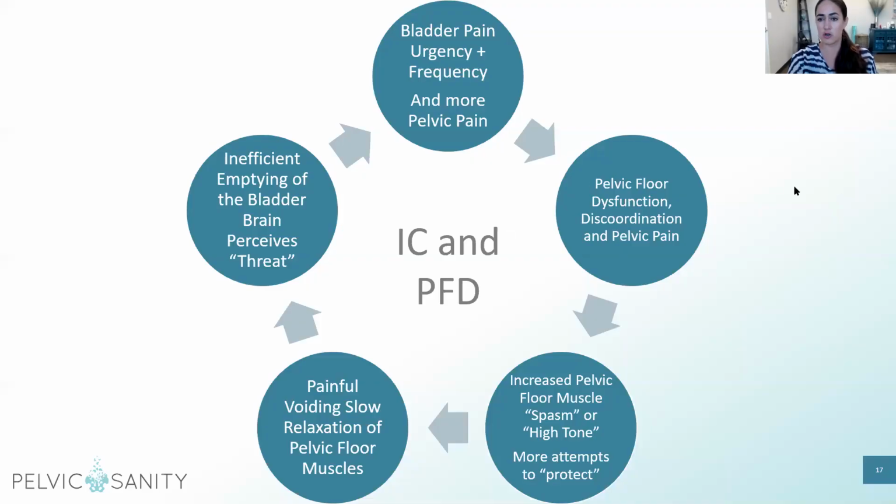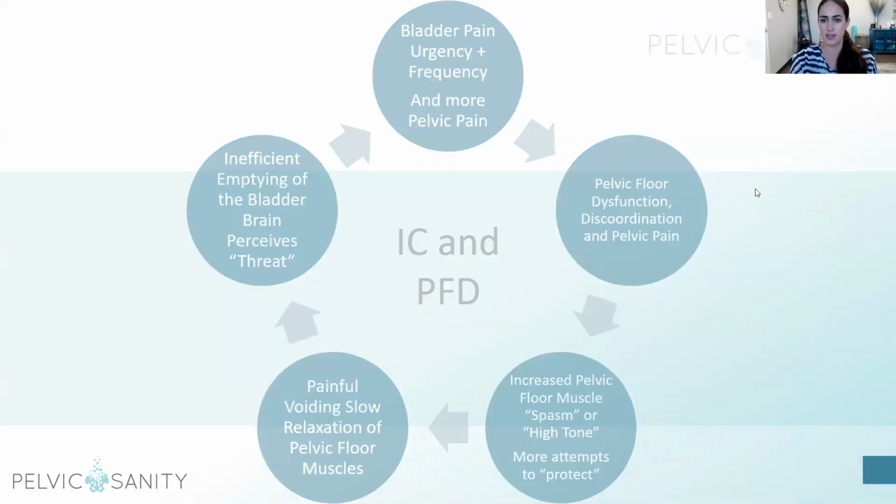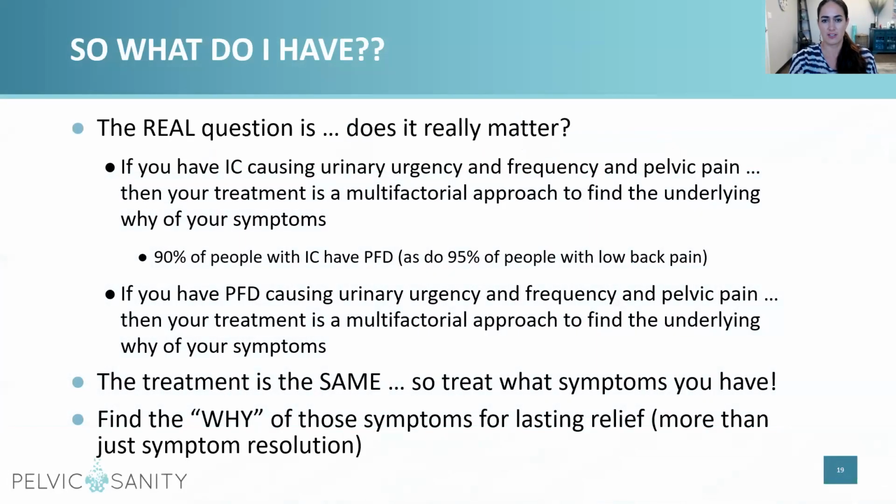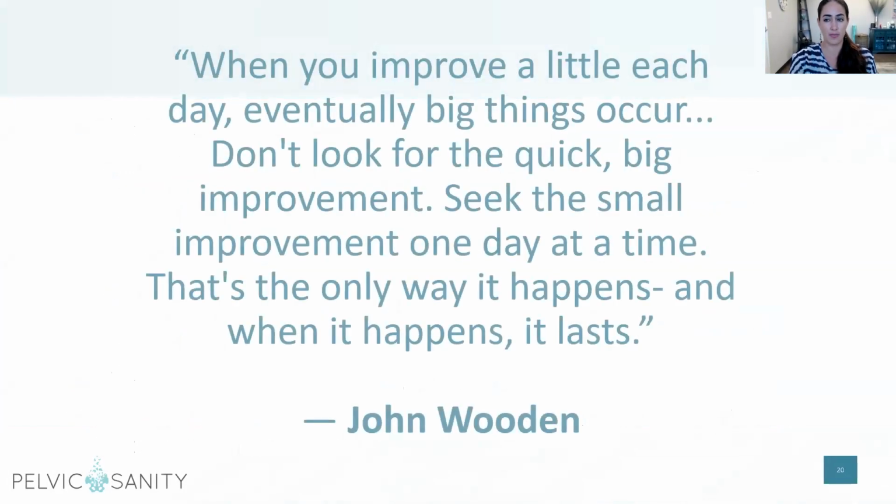So I'm going to finish up this here, and then I'm going to get to your questions at the end. So we already talked about the mindset shift alert. Does it really matter? I want you to really think about that for you. I'm going to put this quote up again, you guys, because this is where it's at. When you improve a little bit each day, eventually big things occur. Don't look for the quick, big improvement. Seek the small improvement one day at a time. That's the only way it happens. And then when it happens, it lasts.